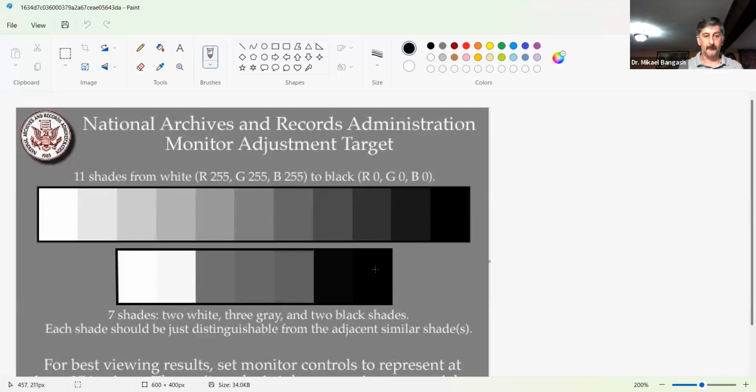As we go from white to black, or from black to white, the difference between the shades is lesser in this scale here, which we can label as A, versus B. In B, all of a sudden there's a big jump: there is a great difference between one shade and the next.